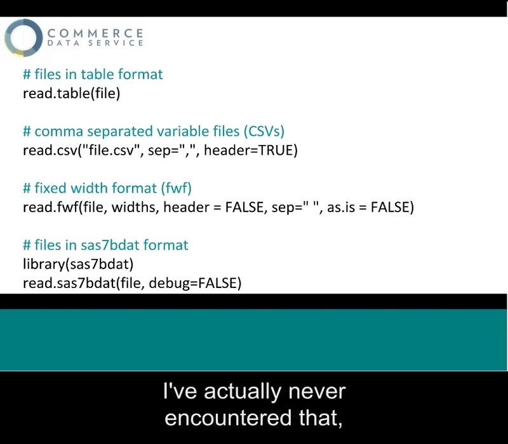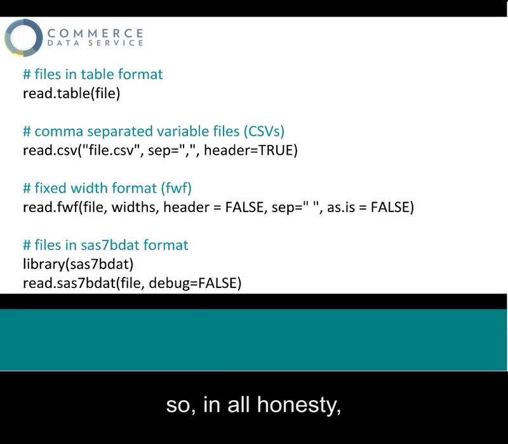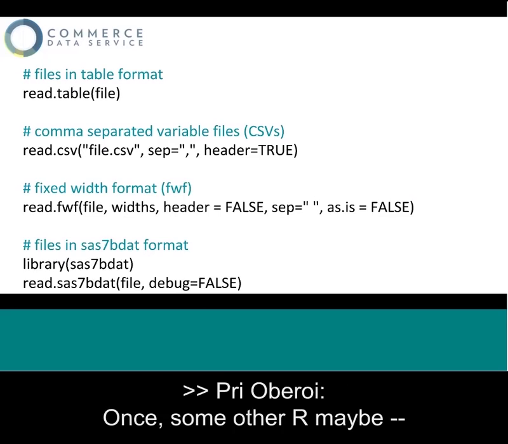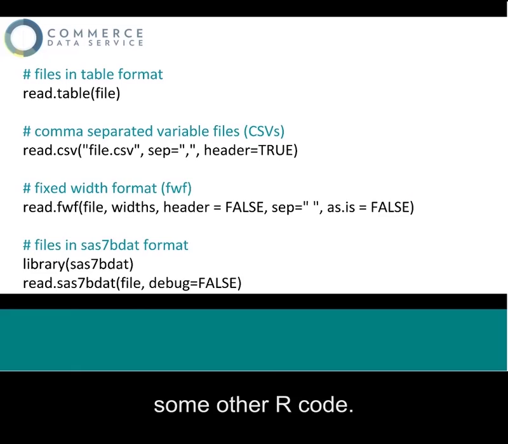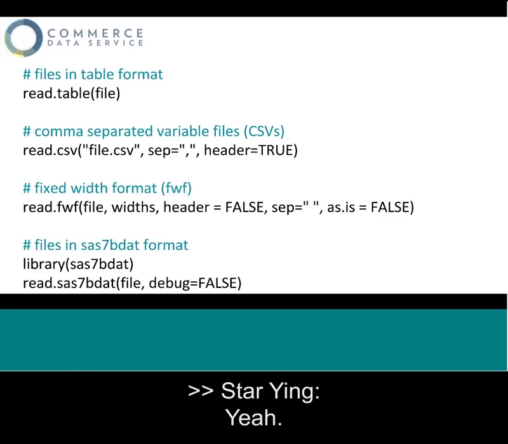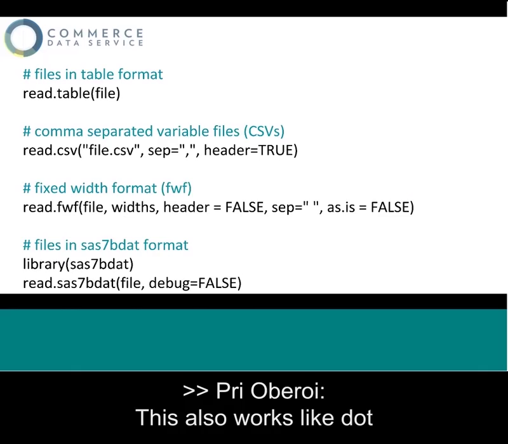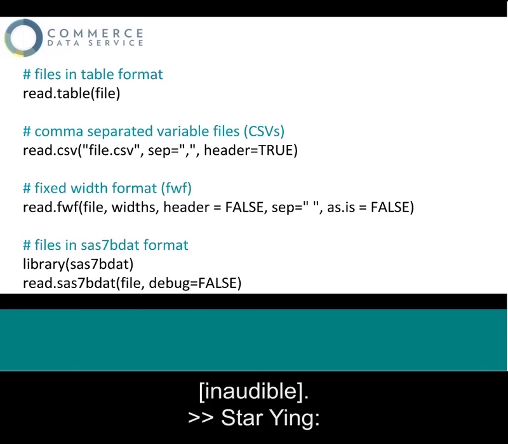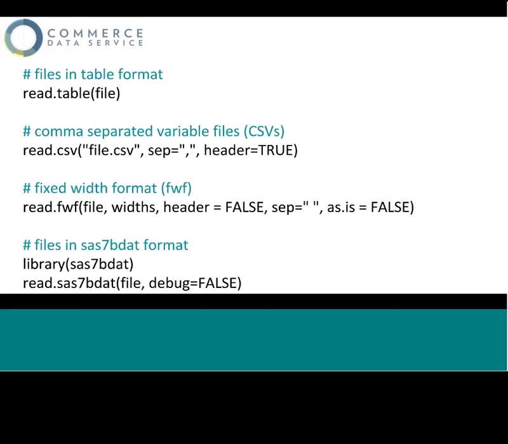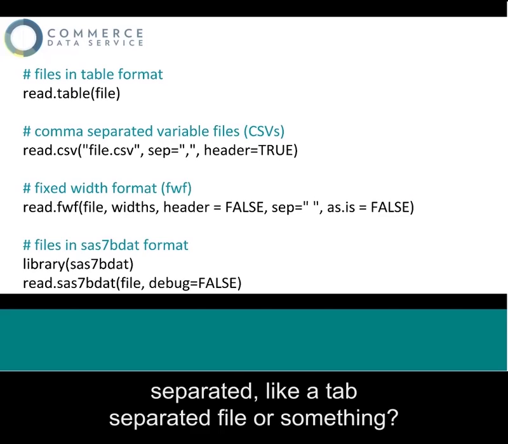I've actually never encountered that. In all honesty, I don't think I've ever used that command, except once from other R code. It's rows and columns. So this works well for something like a .dat file, a traditional tab separated file or something.